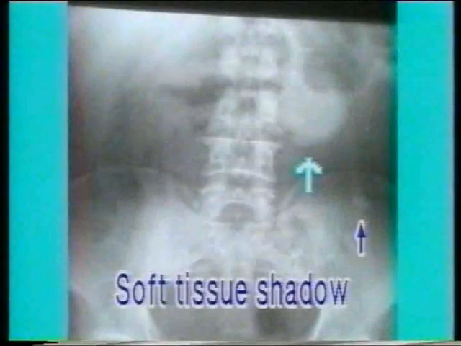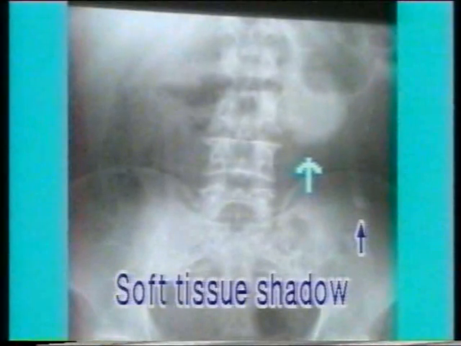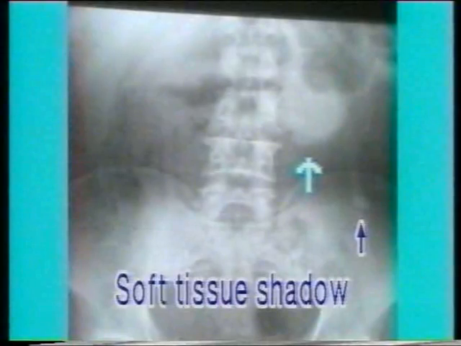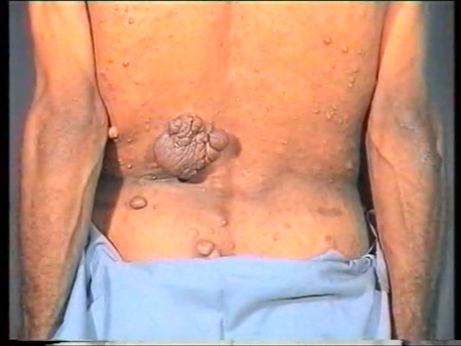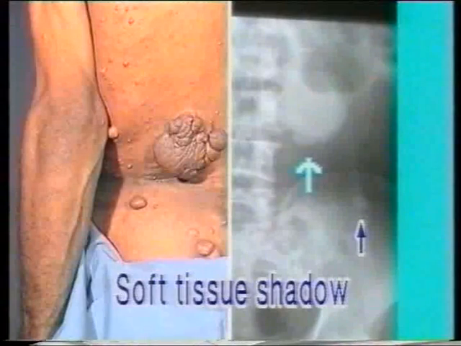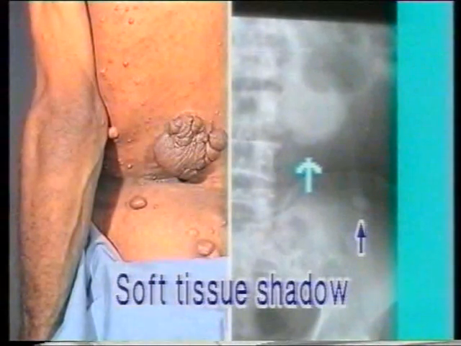This X-ray shows a large rounded shadow and a smaller one akin to a stone, and if they were overlying the renal shadow, they would definitely have been mistaken for renal stones. Actually, it was a soft tissue shadow caused by a large neurofibroma in this patient with multiple neurofibromatosis. Compare the two pictures and appreciate the artifact caused by a soft tissue swelling.